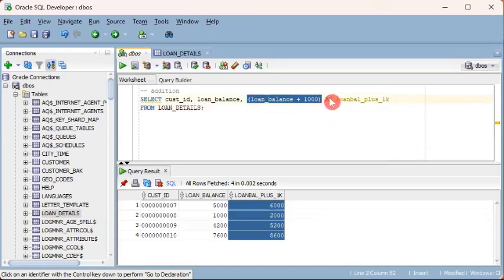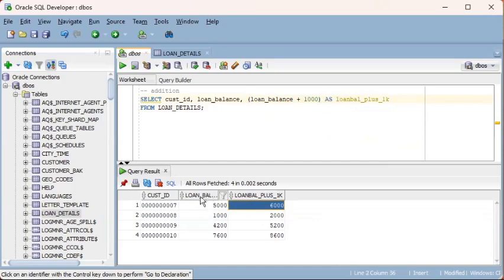Loan balance plus 1,000. What it's doing is looking at the value of the column loan balance. In this case, the value is 5,000. And because my expression is adding 1,000 to that, 5,000 plus 1,000 equals 6,000. And it assigns that value to a new third column, 6,000. Same thing here, you see 1,000 plus 1,000, it becomes 2,000 and displays it in the third column.